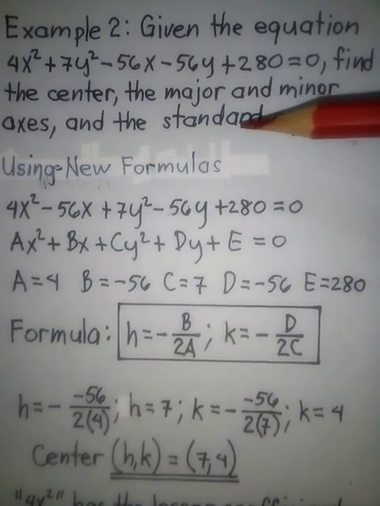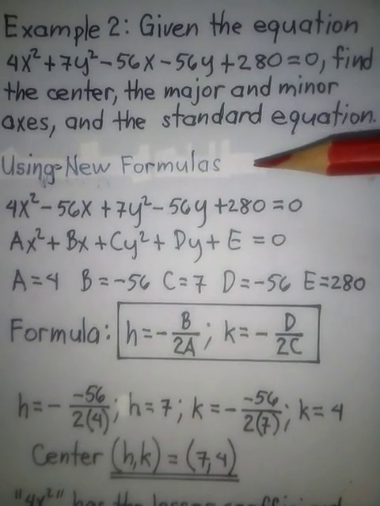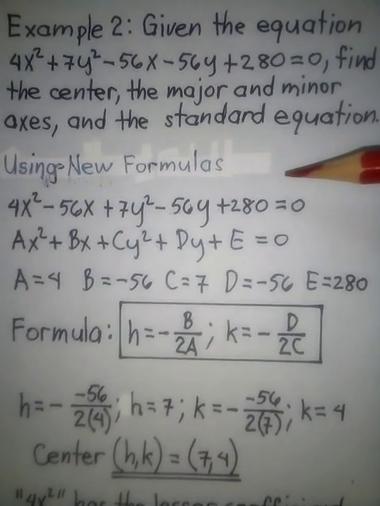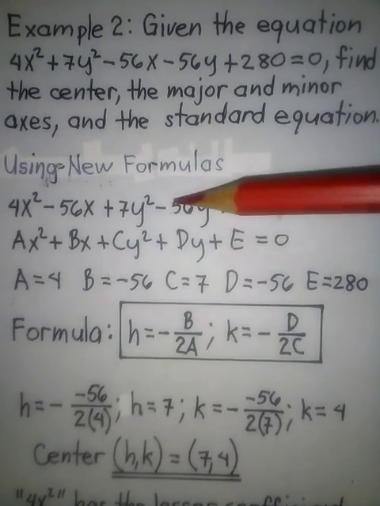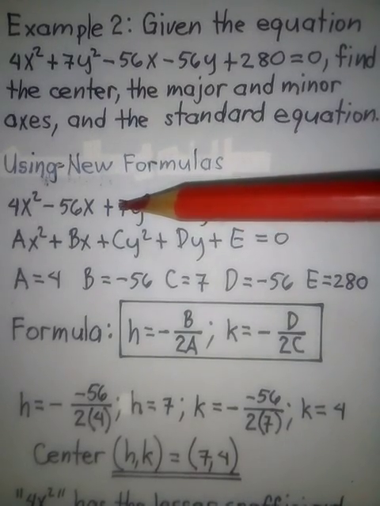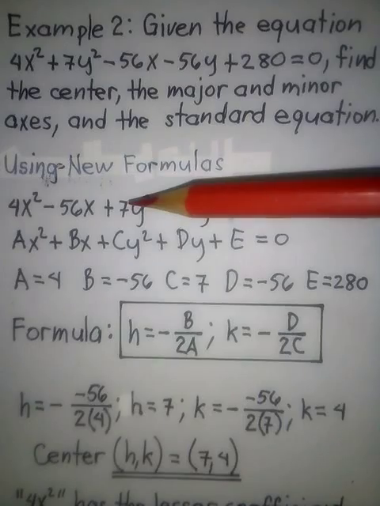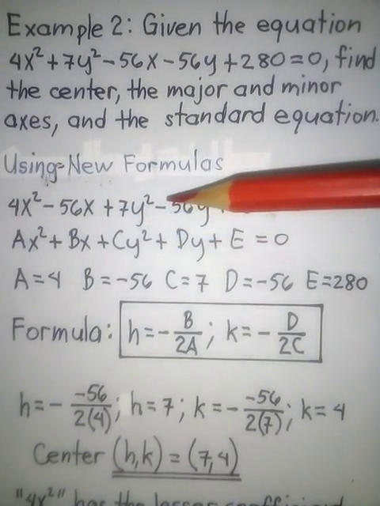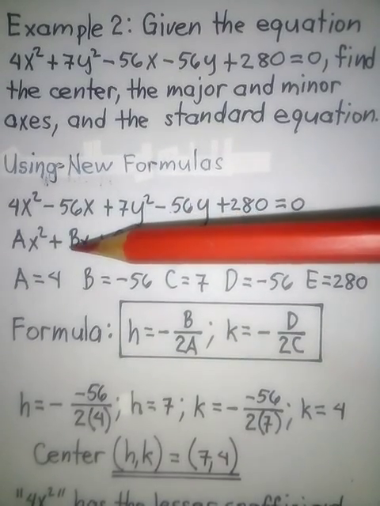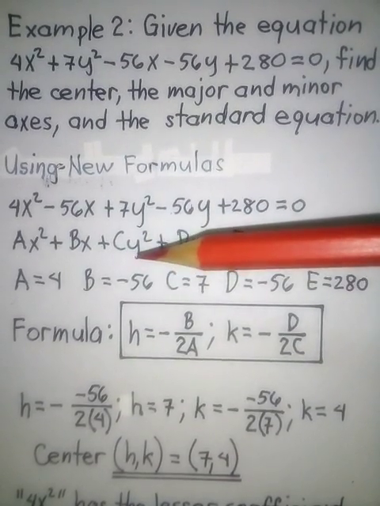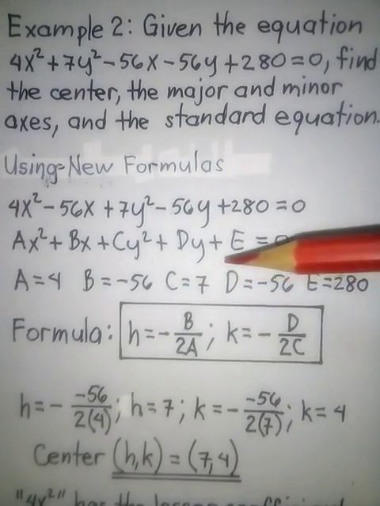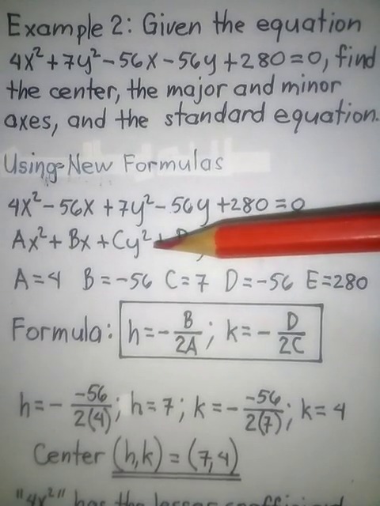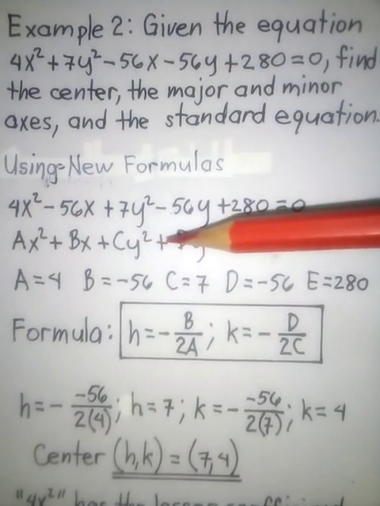We have 4x squared. We must first arrange the given equation into this form: ax squared plus bx plus cy squared plus dy plus e is equal to 0. So this is our revised one, if you already watched video number 75 and the other videos 71 to 74. So we will arrange the given equation to this form in accordance to this revised equation.